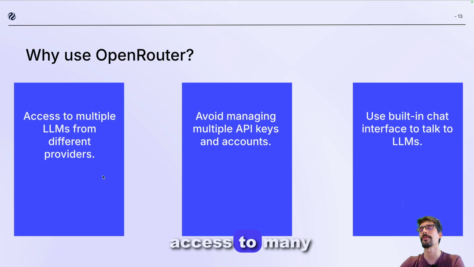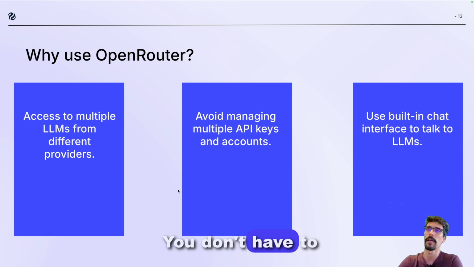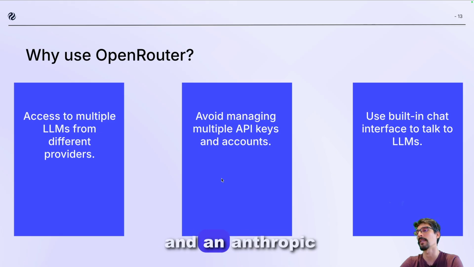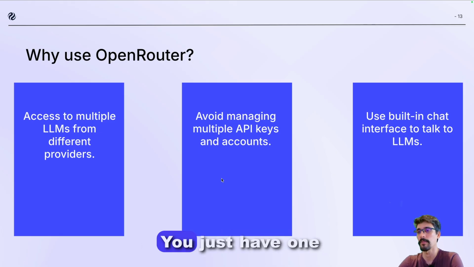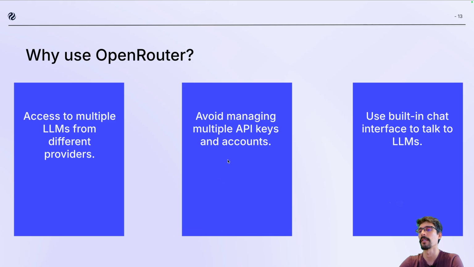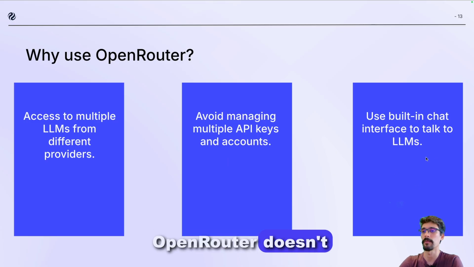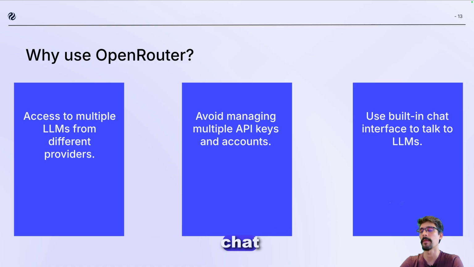OpenRouter gives you access to many different models and across multiple providers. The other thing it does is that you can have a single account with an API key, and you can use that wherever you want. You don't have to create an OpenAI account and an Anthropic account, for example. You just have one account and it gives you everything. This one is incorrect. OpenRouter doesn't provide you a built-in API chat interface or anything like that. It just gives you access to the APIs.